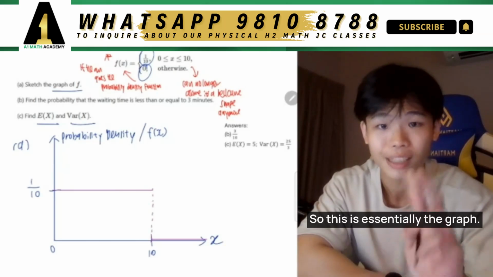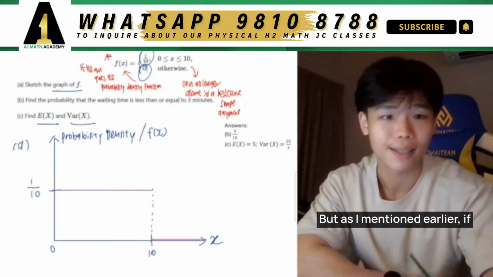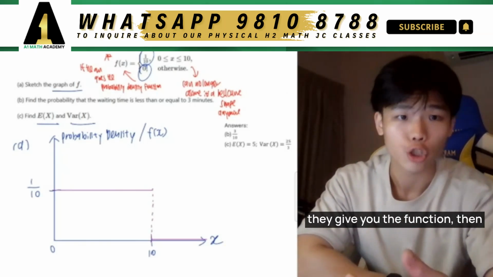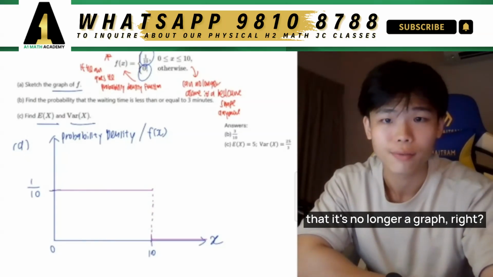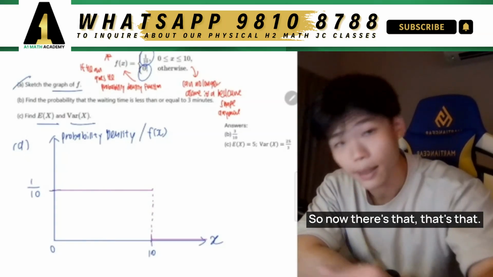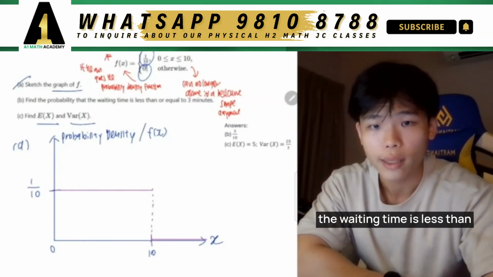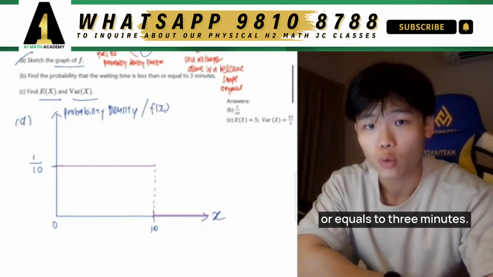So this is essentially the graph. Okay, it's not a curve, it's a graph. But as I mentioned earlier, if they give you the function, then you have to contextualize it. And in this case, it's clear to see that it's no longer a graph, right? So now that's that. That's done. Now B, find the probability that the waiting time is less than or equals to 3 minutes.